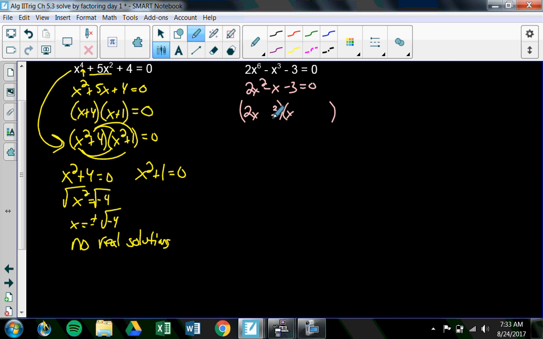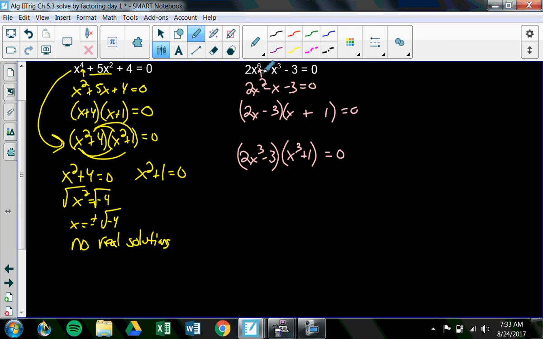3 and 1, I'll put the 3 here and the 1 here, and I'll make this a plus and this a minus, and I think that works. Yep. So what I'm really dealing with is 2x to the third minus 3 times x to the third plus 1, because 2 times 3 got me 6.